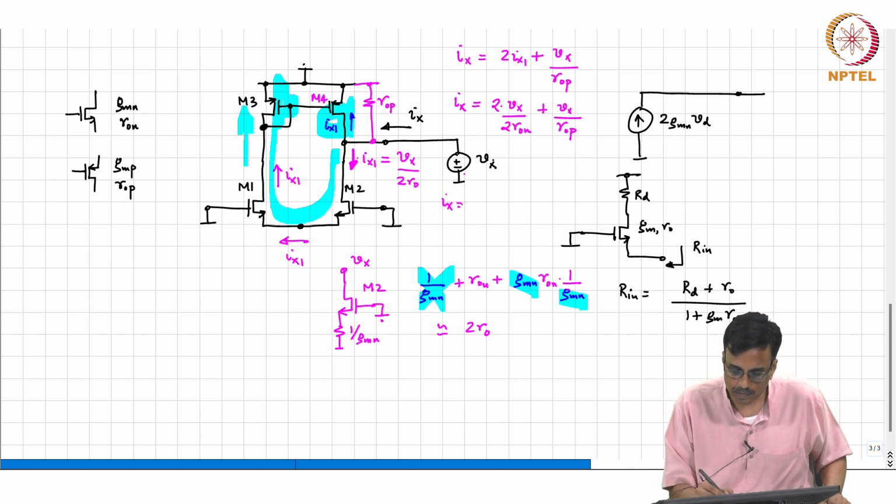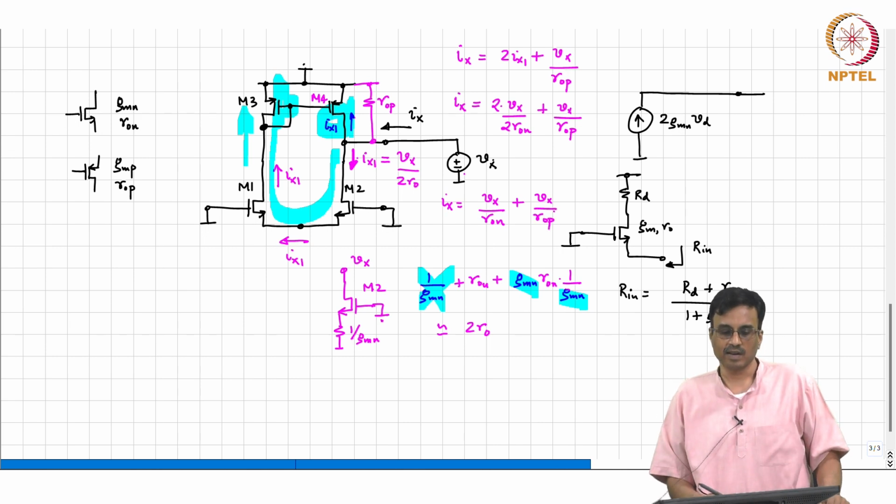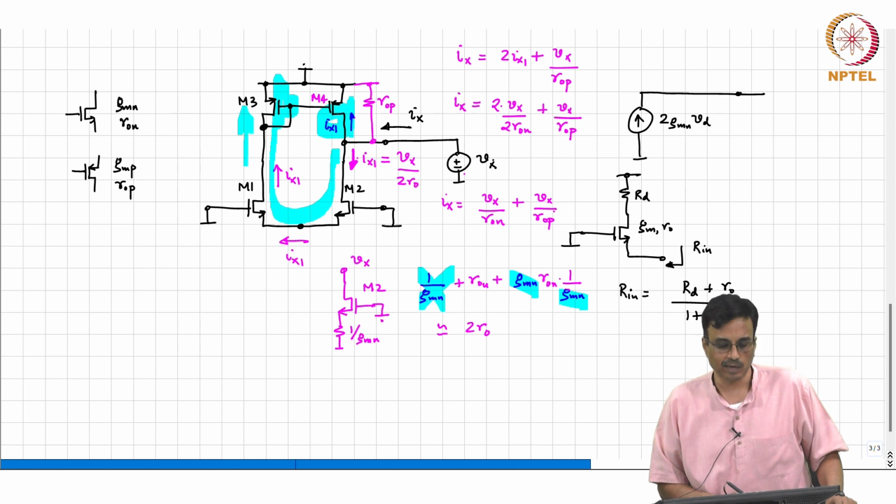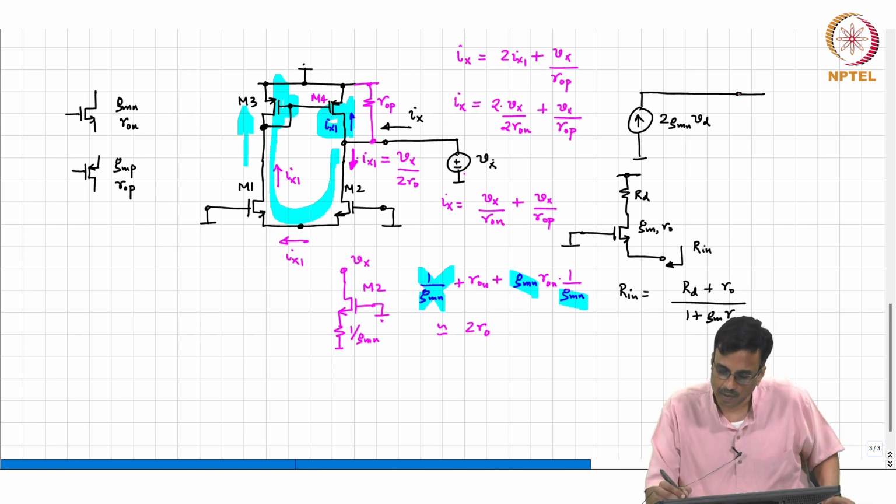So at the end of the day, after all this work, Ix is therefore nothing but Vx by Ron plus Vx over Rop. So what is the resistance? Look here, what is the Norton resistance? Ron parallel Rop. Okay.